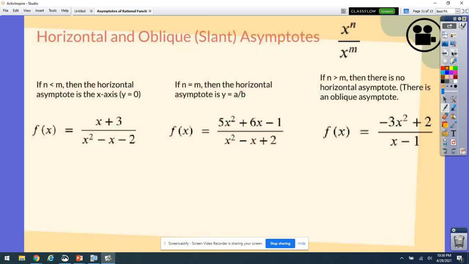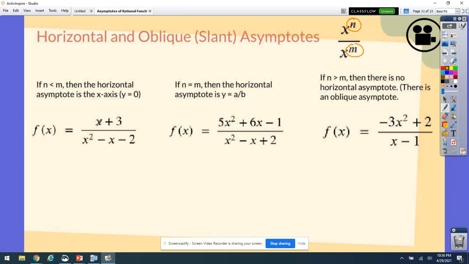Okay, so we're going to talk about different horizontal and oblique, or slanted, asymptotes. We're going to take a look at some of these rational functions and check when I'm ever going to get a certain type of asymptote when it's not vertical. In our rational function, we're only going to compare the exponent, the degree of the function, of these two numbers here.